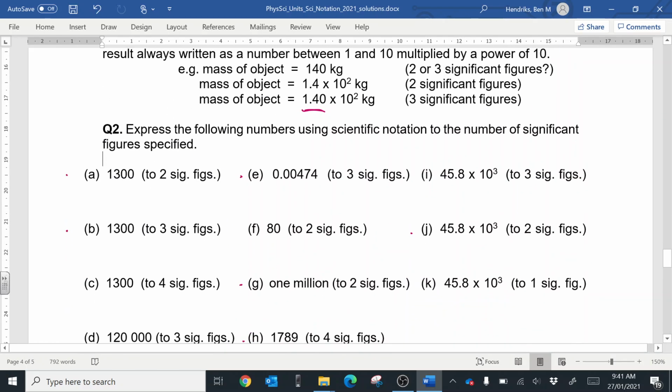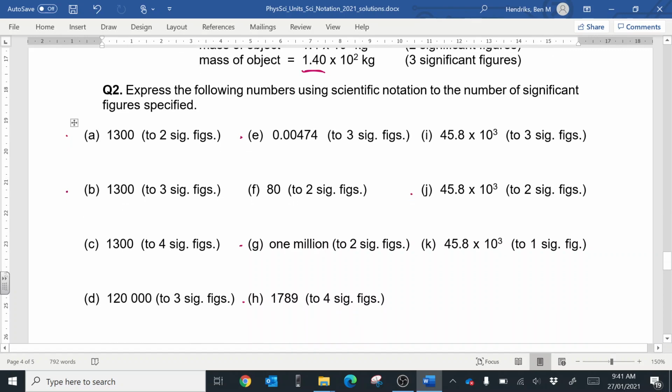And I just want to go through some of these problems for you and leave some for you to do yourself. So we'll just go with question 2a. So if we have 1300 to two significant figures, all we do is we say 1, so we always put our first number first and then put a decimal place there, to two significant figures, so we just include the 3. But because there's 1, 2, 3 zeros after our 1, we put that as times 10 to the 3.